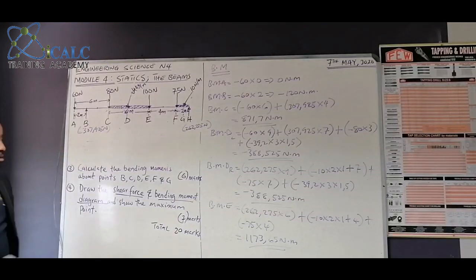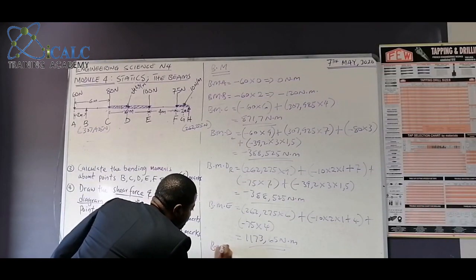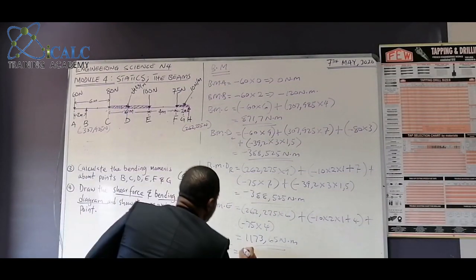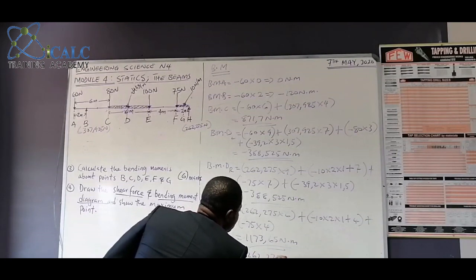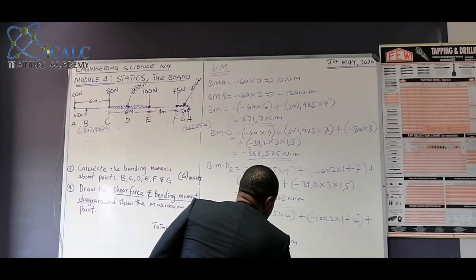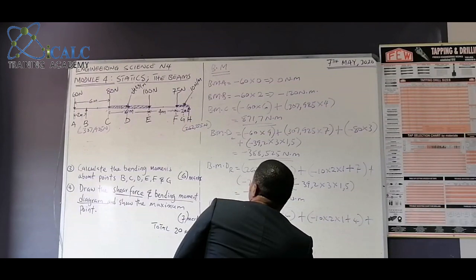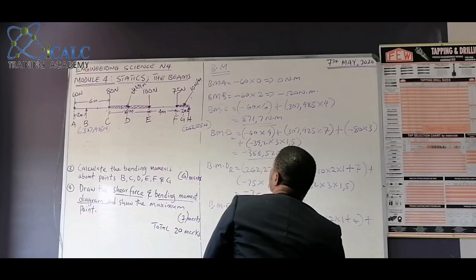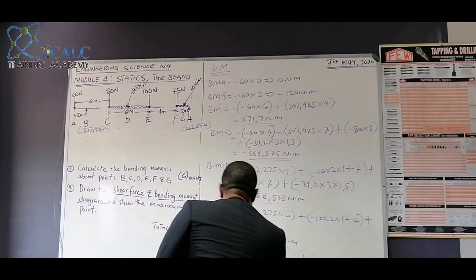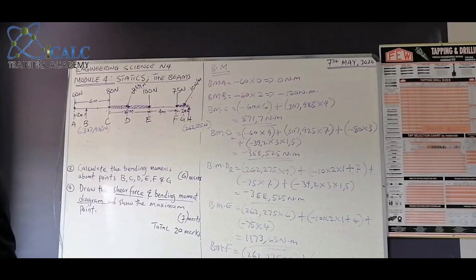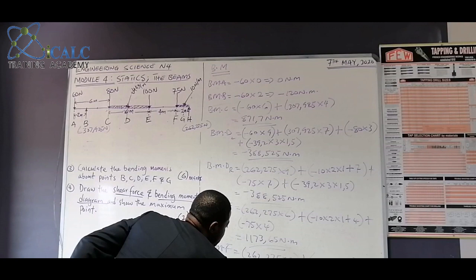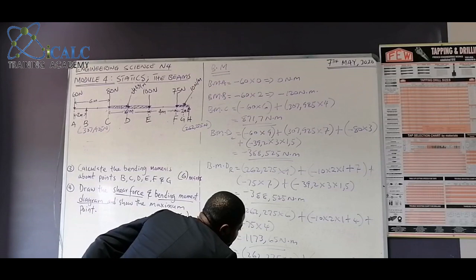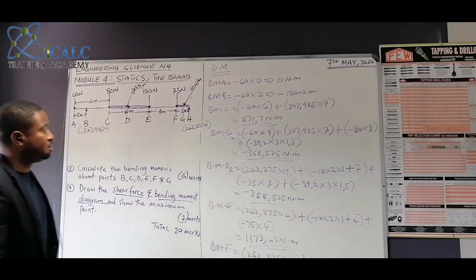And then our BMF shall give us, this is BMF, we have 262.275 multiplied by 2 plus minus 10 by 2 by 1. And that will give us 504.55 Newton meter. All right.